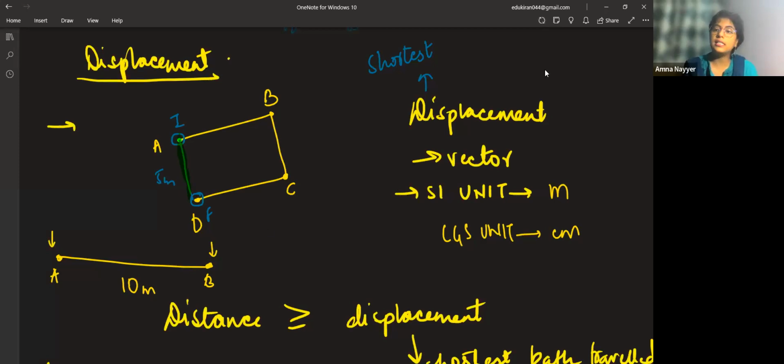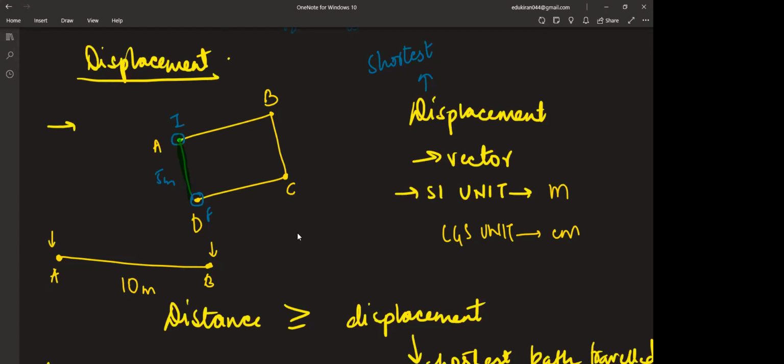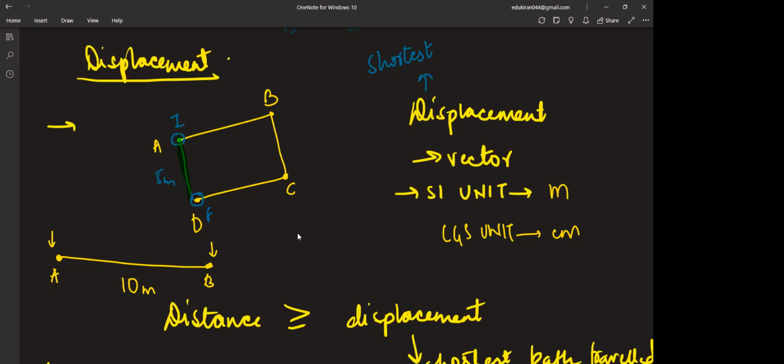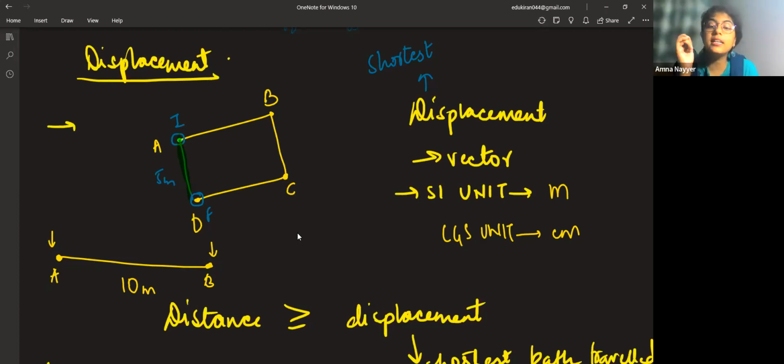Now, what is the distance that is covered? Khudeja, can you tell me? The person has started from this point A, stopped at point B. What is the distance that is covered? 10 meters. 10 meters, very good. Abdul, can you tell me what is the displacement that is covered? 10 meters. 10 meters, perfect. So this is a case where you can say displacement and distance both are equal.